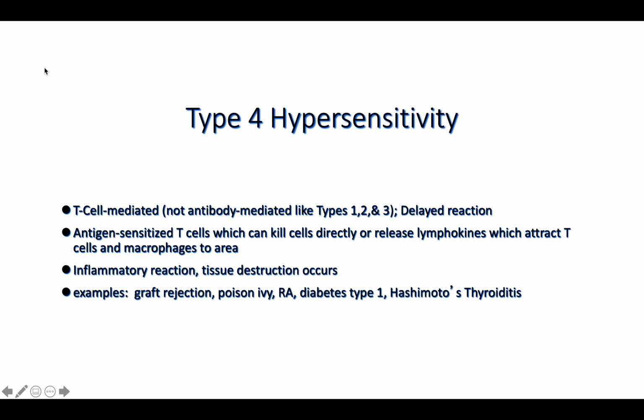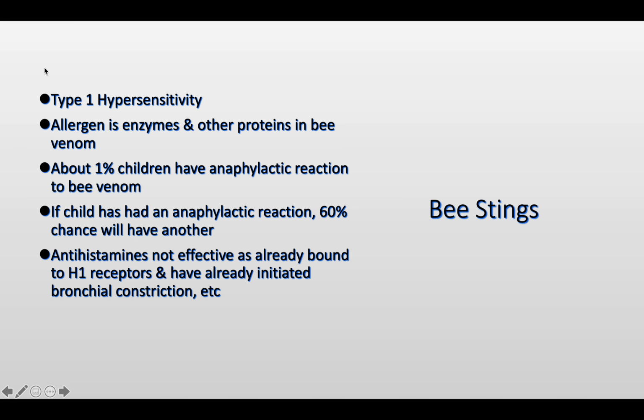An example of type 4 hypersensitivities, I think I gave you a lot of autoimmune diseases: graft rejections, poison ivy, RA, rheumatoid arthritis, diabetes type 1, Hashimoto's thyroiditis. So that's the type 4 hypersensitivity. And I wanted to talk about bee stings, just because that's another real common one where people can get anaphylaxis very quickly. It's a type 1 hypersensitivity.